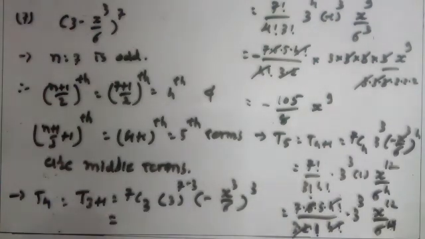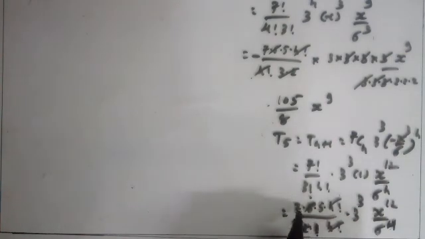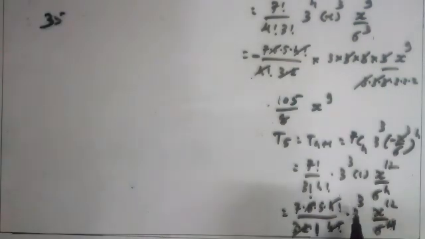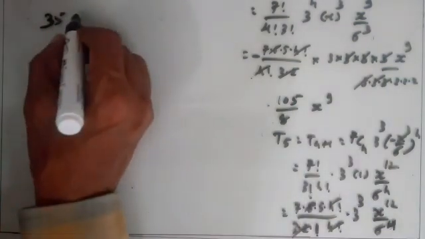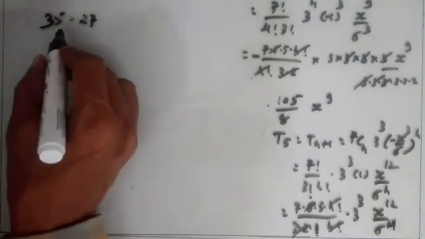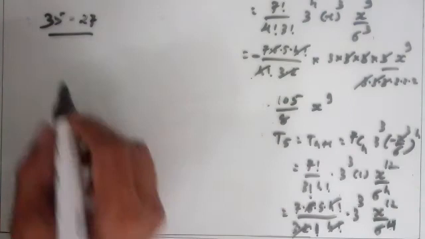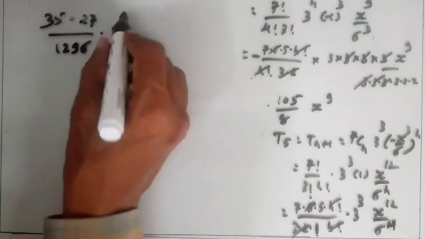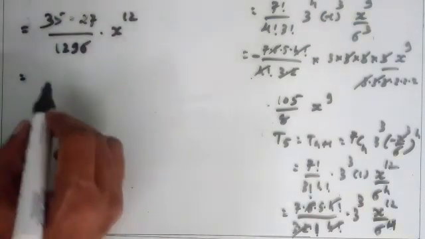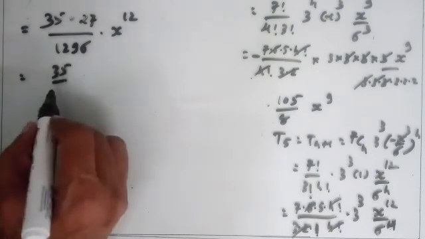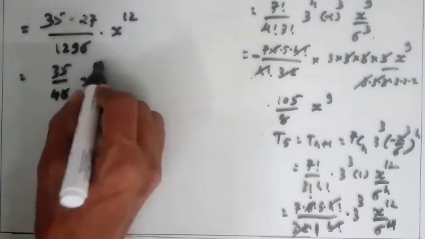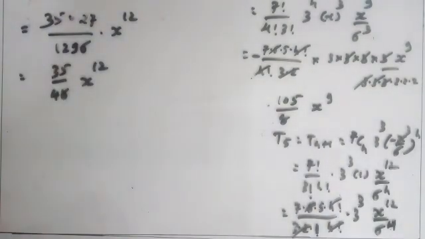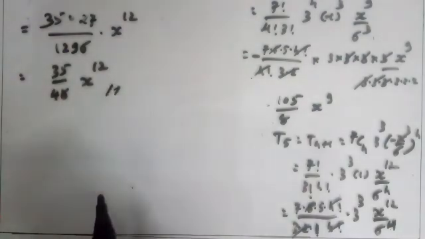Now simplify this. So 7 into 5 becomes 35, 3 raised to 3 becomes 27, upon 6 raised to 4, that is 1296, into x raised to 12. Now simplify this: 35 upon 48 x raised to 12. After simplification we get the answer 35 upon 48. Clear? So this is the second middle term.